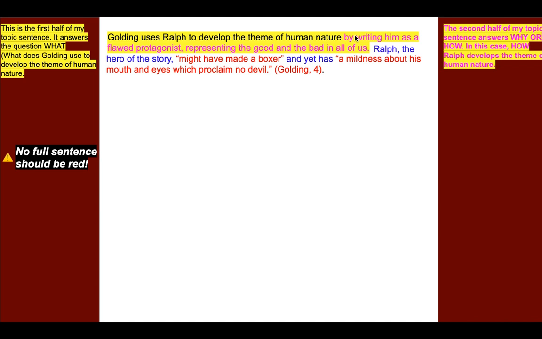Now, I've got a claim like this. This is my main claim. My topic sentence is my main claim for the paragraph. I'm going to need to back this up with evidence. Now, for this one, Ralph is good and bad. He represents good and bad. I could probably do 3 pieces of evidence.